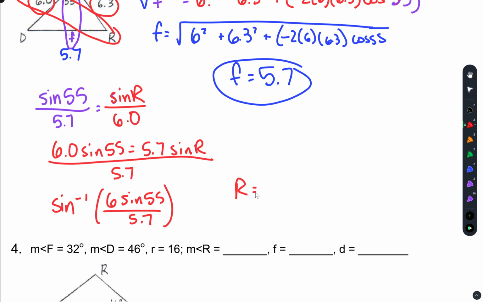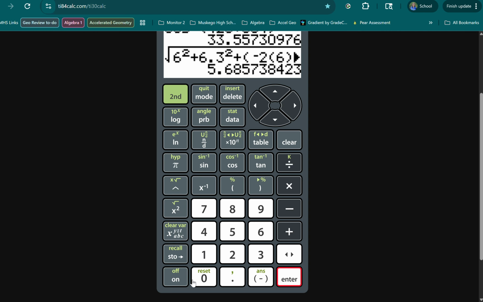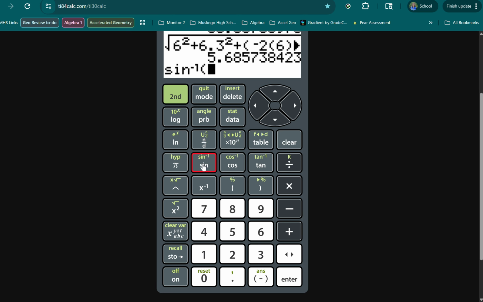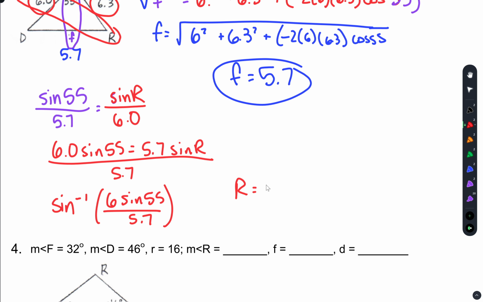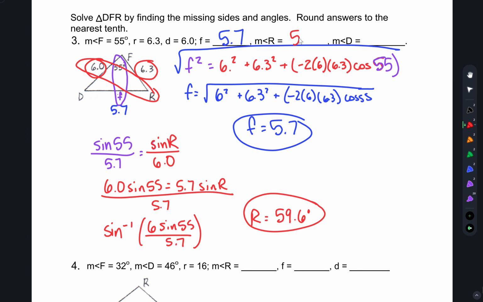So let's plug it into my calculator and figure out what R is. Inverse sine of 6. Oops, I need to put parentheses around my numerator. There we go. 6 sine 55, parentheses to close off my numerator, divided by the 5.7 we just found. I'm getting 59.6. Everybody good with that? Okay.